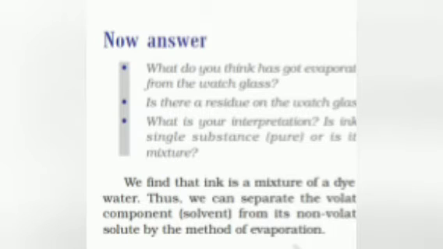So what do you think? What is evaporated? It is the solvent in which that ink is dissolved that is evaporated. That is nothing but the water. Is there a residue on the watch glass? Yes, the color of the ink remains as it is on the watch glass. What is your interpretation? Is the ink a single substance or pure, or is it a mixture? So ink is not a single substance; it is a dye dissolved in its solvent. So it is a mixture of dye with water, color dye with water. Thus we can separate the volatile component as solvent from its non-volatile solid by the method of evaporation. This is the simple method of evaporation we have seen.